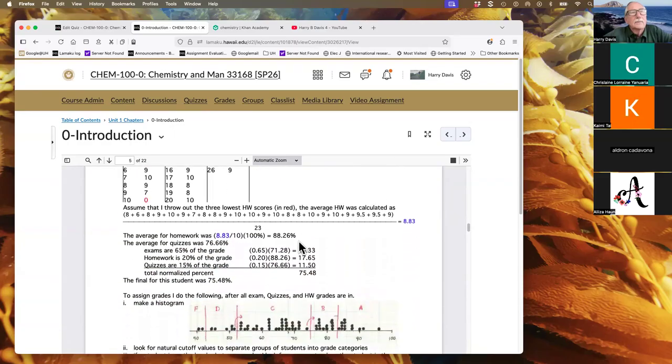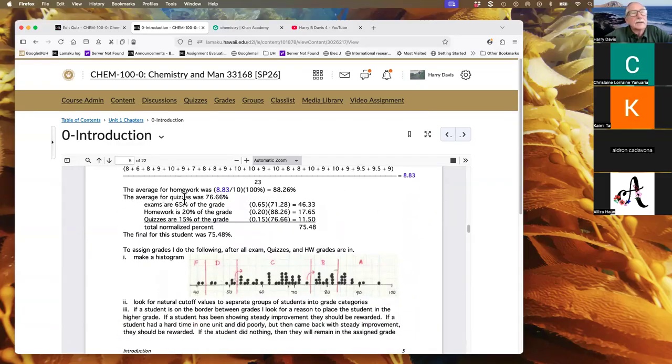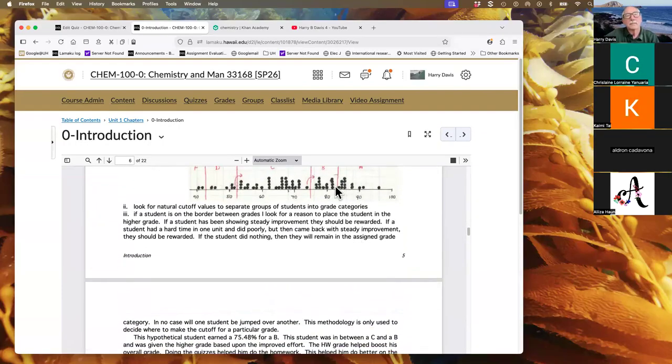And then for the homework, I throw away probably at least 3 of your lowest homework scores. So then I would take the average of that. But then again, I'm going to have to recalculate this to get something more precise. And I usually make a histogram. Sometimes I don't, but normally I do.